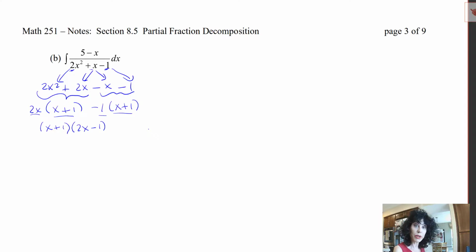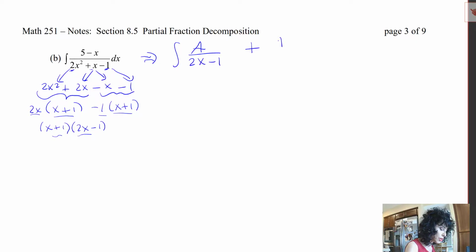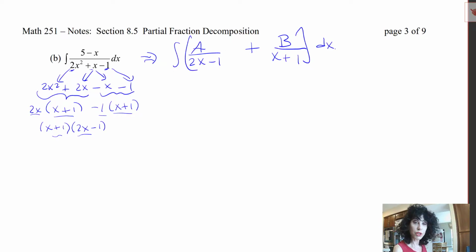So good news, we're now able to decompose this integrand into 2 partial fractions, each with a linear factor. These are linear factors here. So that means that, and it doesn't matter what order, I'm going to put the 2x minus 1 first. So we're going to decompose into these 2 partial fractions, A over 2x minus 1 plus B over x plus 1. Our job now is to get the unknowns.